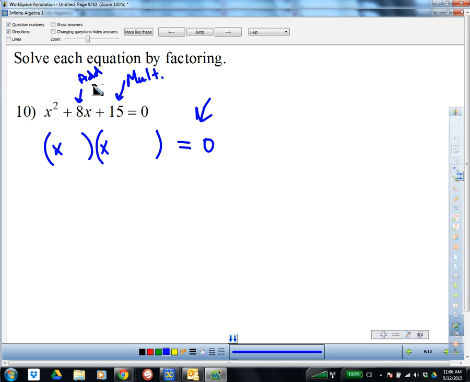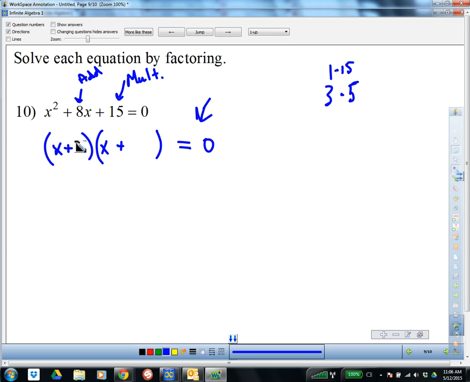Okay, so 15, let's see, we've got 1 times 15. Ooh, they don't add to 8. 2 times, no, that doesn't work. How about 3 times 5? Do those add up to 8? 3 times 5 is 15. Do they also add to 8? And it's positive and positive, so this will be plus and this will be plus.